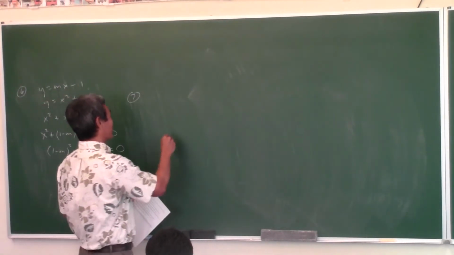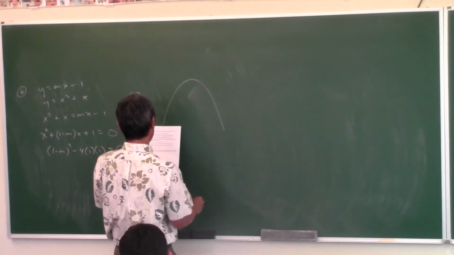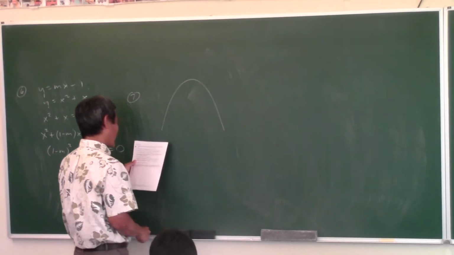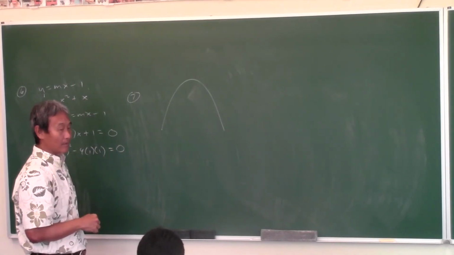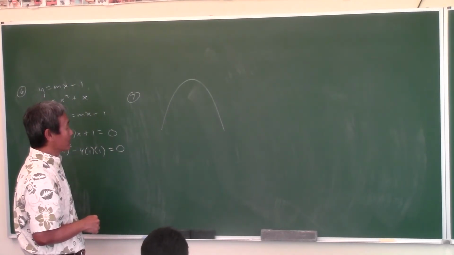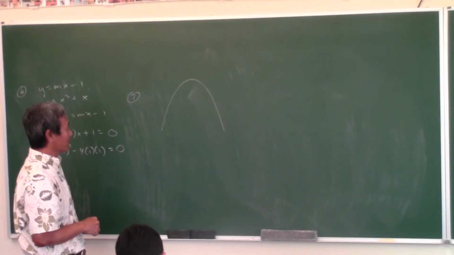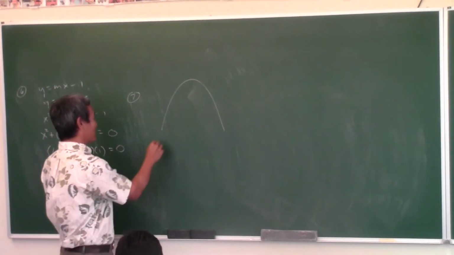Okay, next one, number 7. A parabolic arch is 100 feet high and 100 feet wide. Find the height of the arch 20 feet from the center. First thing we need to do is write the equation of this parabola. Where do you want to put the origin? There are 4 places that kind of make sense here. Where do you want to put the origin?